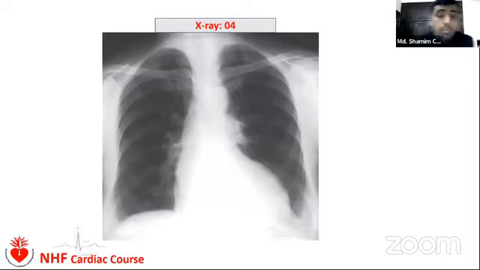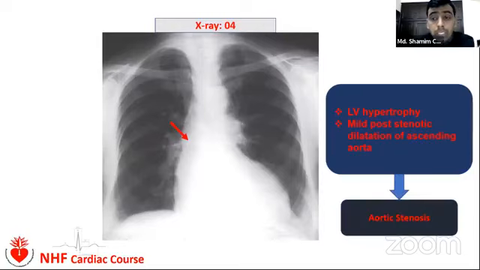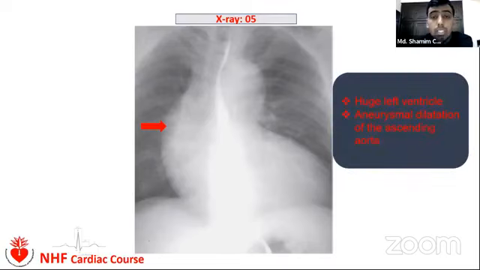Now my next X-ray shows an LV type apex, the cardiac shadow is mildly enlarged with an obtuse left cardiophrenic angle, with some post-stenotic dilatation of the ascending aorta. So probably this is a case of aortic stenosis with LV hypertrophy. In my next X-ray, there is obvious cardiomegaly with aneurysmal dilatation of the ascending aorta with unfolding of the aorta. So this is a case of aortic regurgitation. Probable causes could be Marfan syndrome or hypertension.